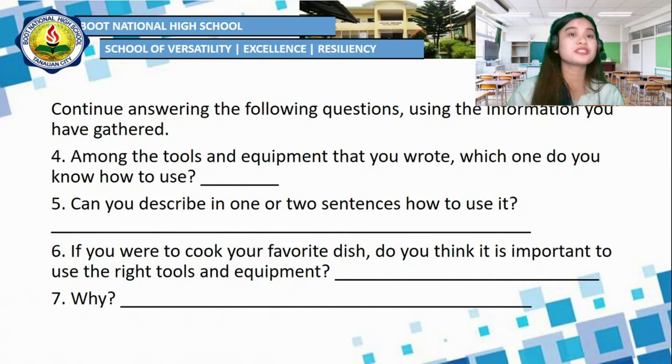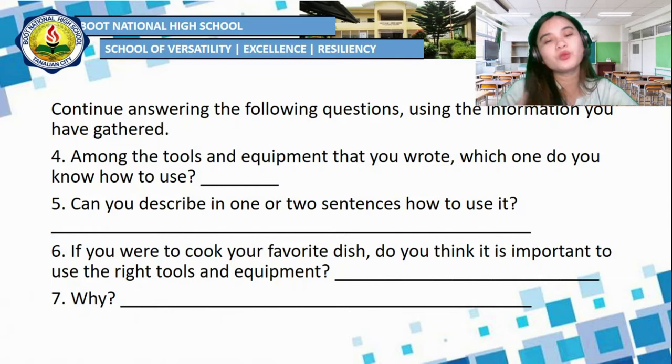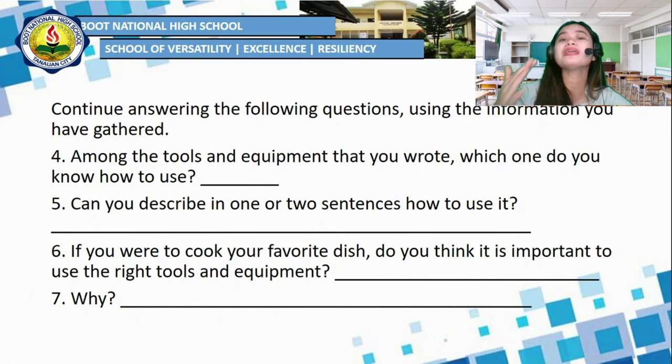Okay, next, let's have number 5. Can you describe in 1 or 2 sentences how to use it? Okay, for example, a knife. Paano mo gamitin ang kutsilyo? Okay, you just indicate your answer on number 5.